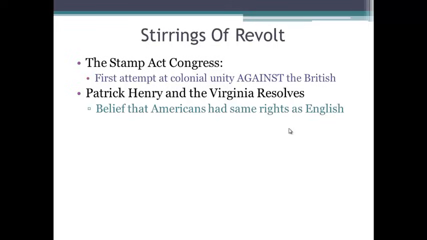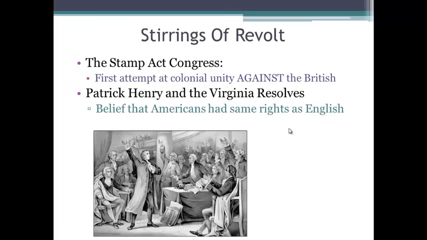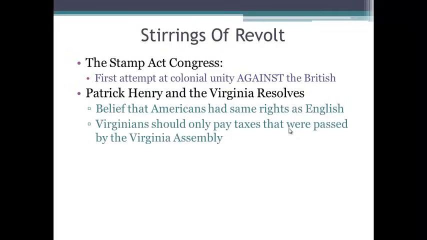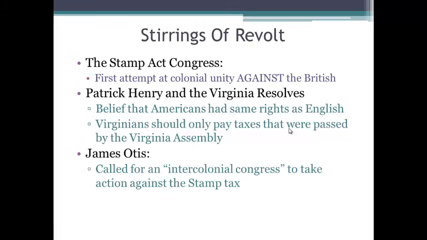We have Patrick Henry and the Virginia Resolves, and this is a belief that Americans had the same rights as the English, and that Virginians should only pay taxes that were passed by the Virginia Assembly. Again, they shouldn't have to pay taxes passed by Parliament, only those that were passed by the Virginia Assembly. James Otis called for an intercolonial Congress to take action against the stamp tax, which we'll talk about in just a second.